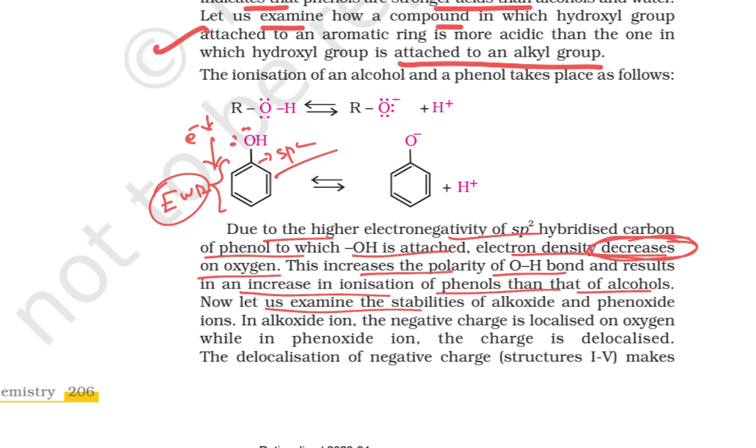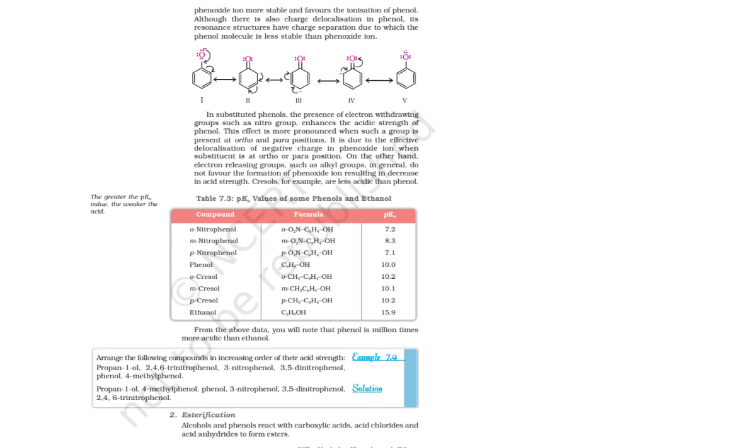Now let us examine the stability of alkoxide and phenoxide. In the alkoxide ion the negative charge is localized on oxygen, while in the phenoxide ion the negative charge is delocalized. Look here, this is your electron withdrawing group. This electron withdrawing group is going to decrease the electron density over the oxygen. So the oxygen and hydrogen bond is more polarized, and at that time it gets ionized, right?